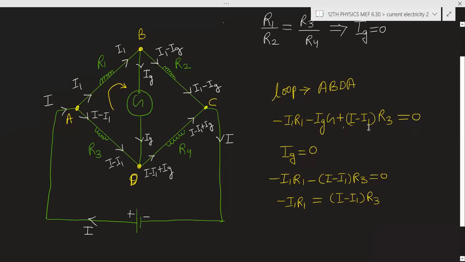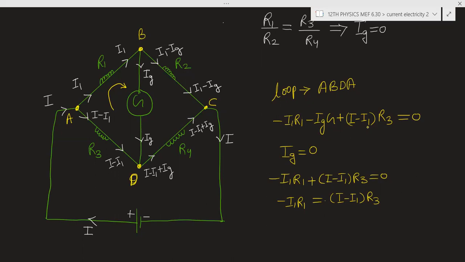It means you are not getting what Kirchhoff's law is and all that. Guys, are you getting it or not? Yes, sir. I just had a confusion on the loop you selected. That's all. This is not a typical thing. This is a very easy thing.